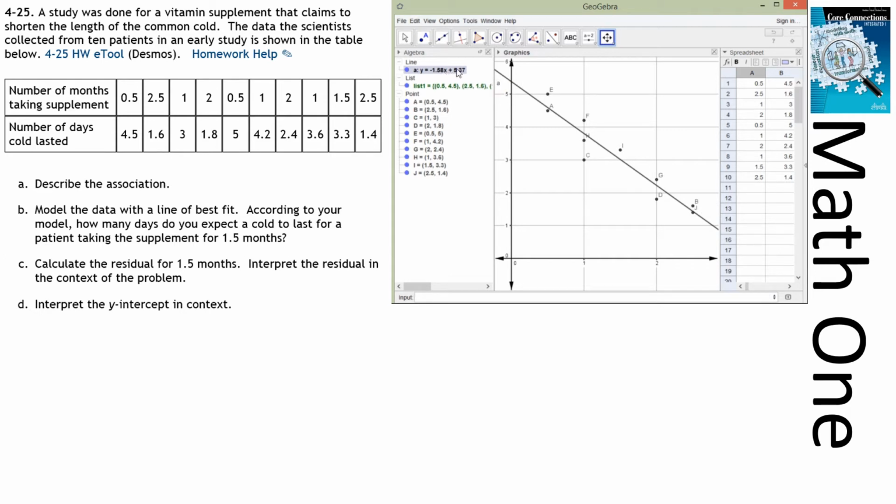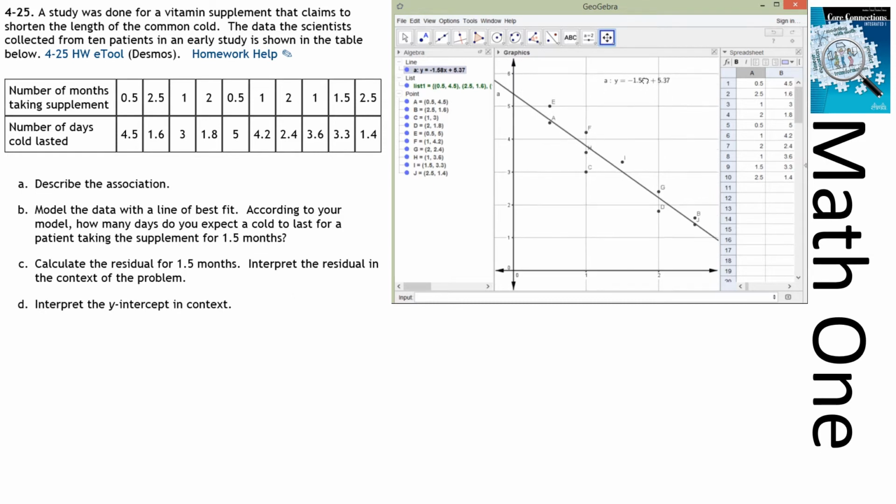And if I wanted to, I can drag this equation out and put it on display here. So the equation is there. And what's essentially happening is as x increases by 1 unit, you can see the y values are decreasing by about 1.5. So for every month that a person is taking the supplement, it looks like the duration of their cold decreases by about 1.5 days.